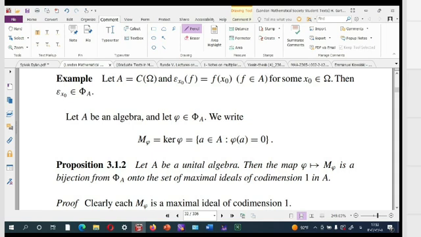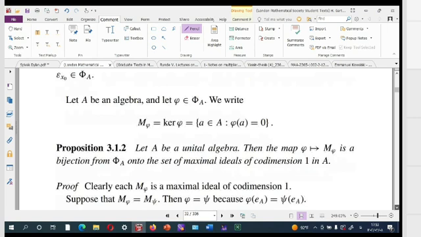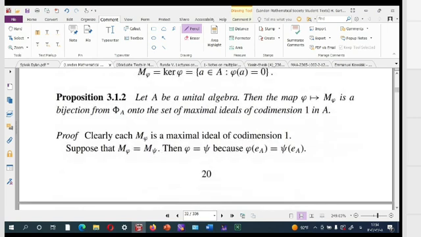Then we have this proposition. Let A be a unital algebra. Then this map is a bijection from Φ(A) onto the set of all maximal ideals of codimension 1. Clearly each M_φ is a maximal ideal of codimension 1.